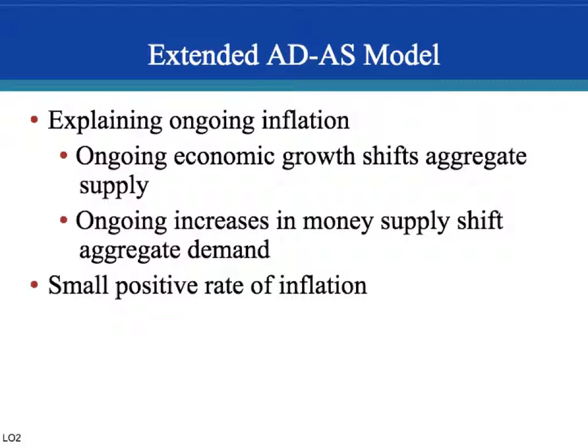Okay, so the model assumed that once we reach our new equilibrium, prices stayed constant. In reality, when there's economic growth going on, there's always a small rate of inflation. Okay, and this is because ongoing economic growth is shifting aggregate supply to the right, and ongoing increases in money supply shift aggregate demand to the right as well. So, whenever there's more output produced, then the Fed also increases the money supply so that there may be enough dollars to buy the output out there.